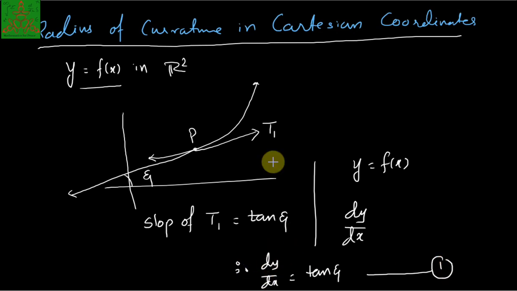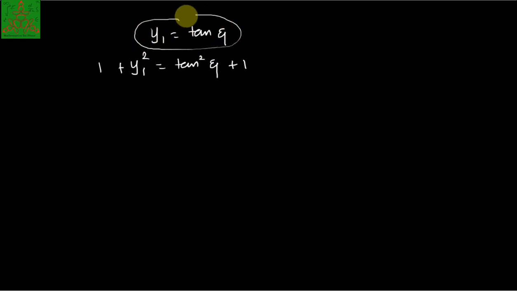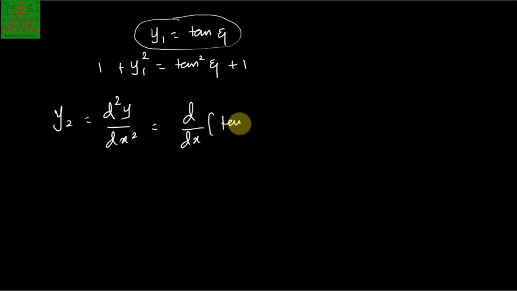And dy by dx I may denote as y1. So we can write y1 is equal to tan xi. So y1 square will be tan square xi. And if I add 1 to both sides, then 1 plus y1 square is tan square xi plus 1. Now if I differentiate this with respect to x, then we will have y2, which is d square y by dx square, which is nothing but d by dx of tan xi.